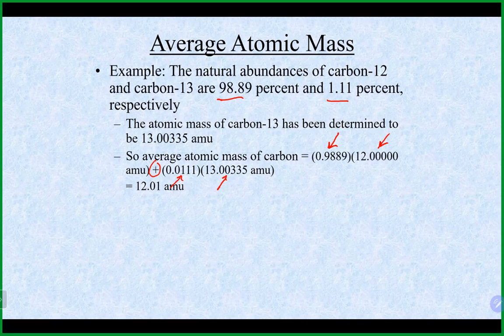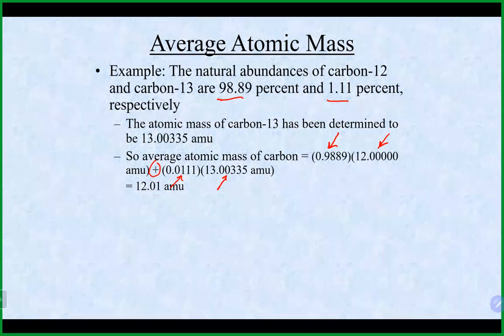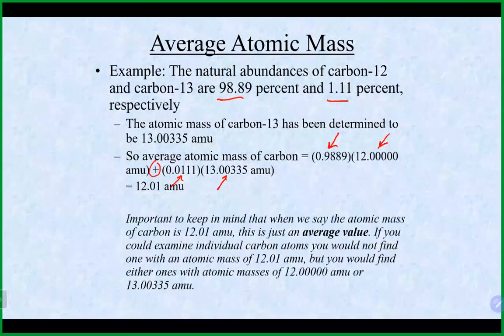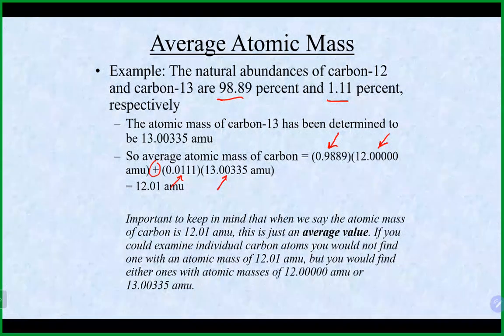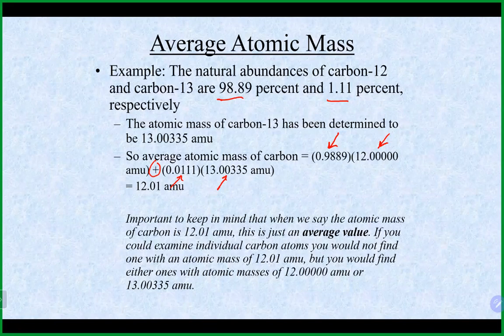Question on that calculation there. It is important to remember that these are really just average values, which means that if you could pick up a carbon atom, if you will, and put it on a balance, you will never find one that has an atomic mass of 12.01. You would either find one that is a carbon-12 isotope that has an atomic mass of carbon-12, or you would find one that is the carbon-13 isotope that has the mass of carbon-13. Any questions on that there?